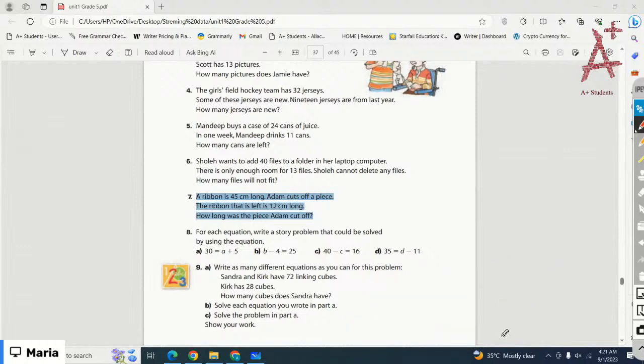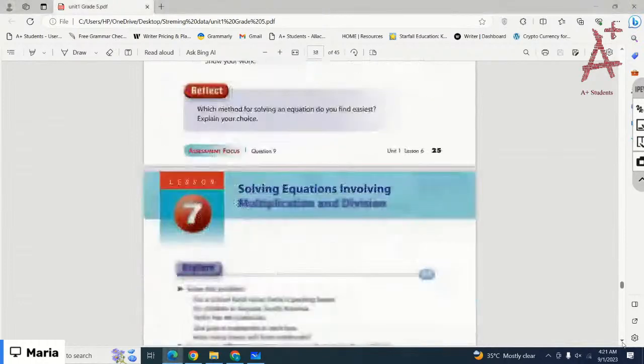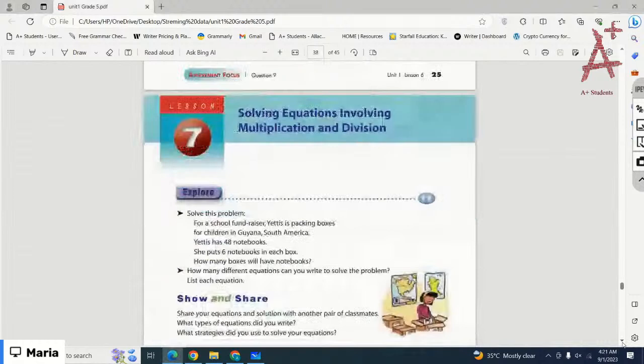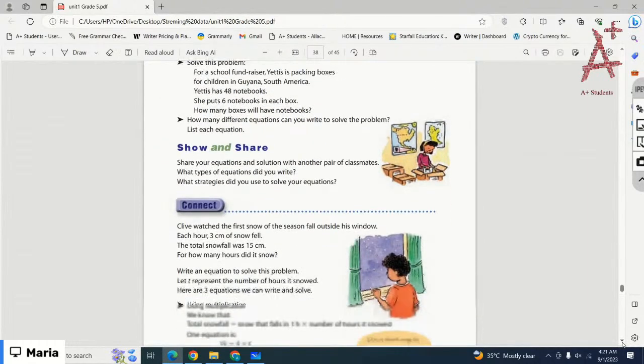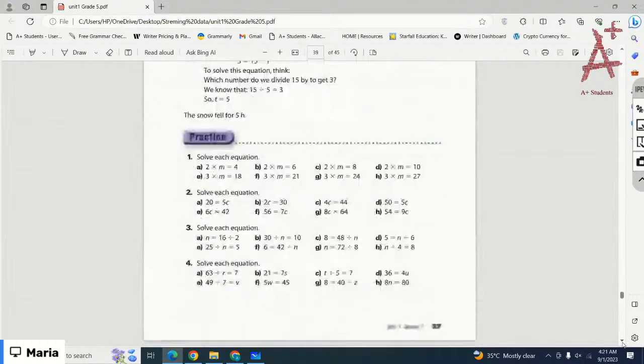Okay, so let's just start with the next lesson. We are done with the lesson. Let's just start with the next lesson. The next lesson is solving equations involving multiplication and division. Okay, let's start with practice questions.